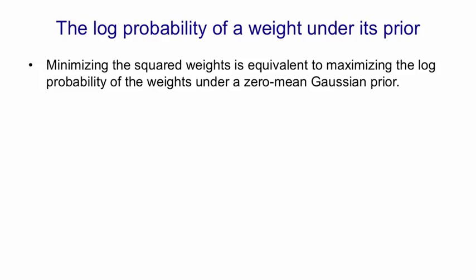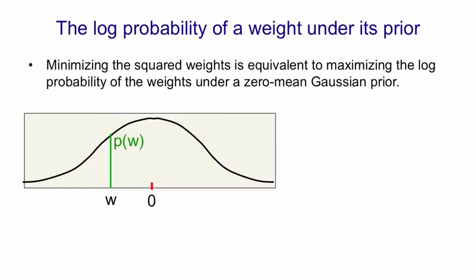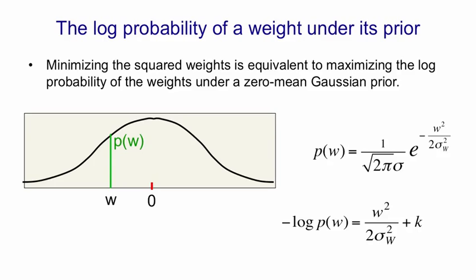So minimizing the squared weights is equivalent to maximizing the log probability of the weights under a zero mean Gaussian prior. So here's a Gaussian. It's got a mean at 0, and we want to maximize the probability of the weights, or the log probability of the weights. And to do that, we obviously want W to be close to the mean 0. The equation for the Gaussian is just like this, where the mean is 0, so we don't have to put it in. And the log probability of W is then the squared weights scaled by twice the variance, plus a constant that comes from the normalizing term of the Gaussian, and isn't affected when we change W.